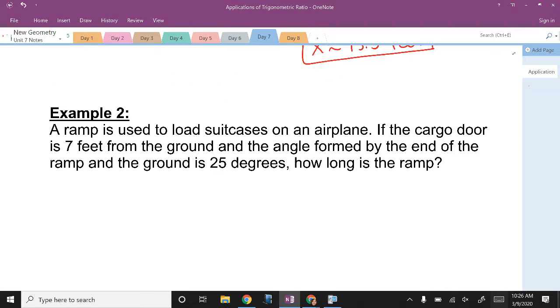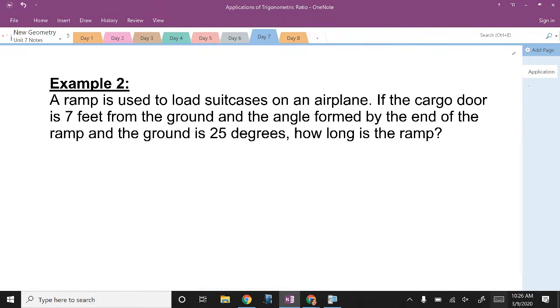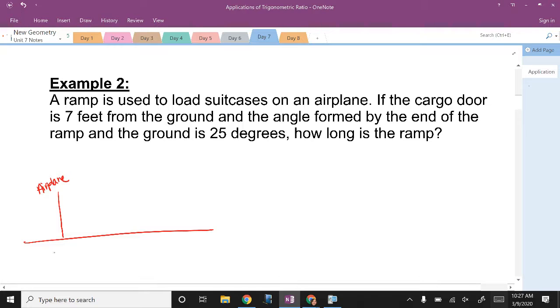Number 2. A ramp is used to load suitcases onto an airplane. Okay, so the airplane, y'all don't laugh at my drawing. Here it is. Airplane has wings. This is like a bee, doesn't it? Okay. So the airplane is like sitting off the ground, right? So there's actually a height between the airplane and the ground, right?